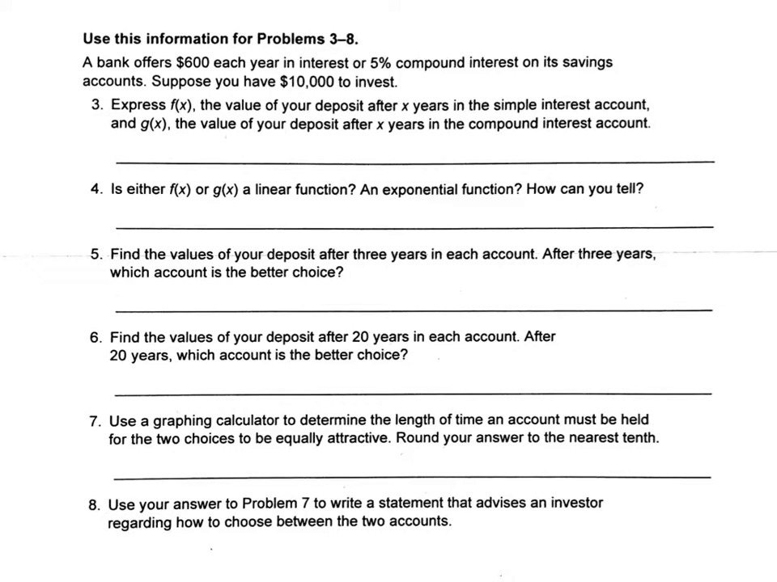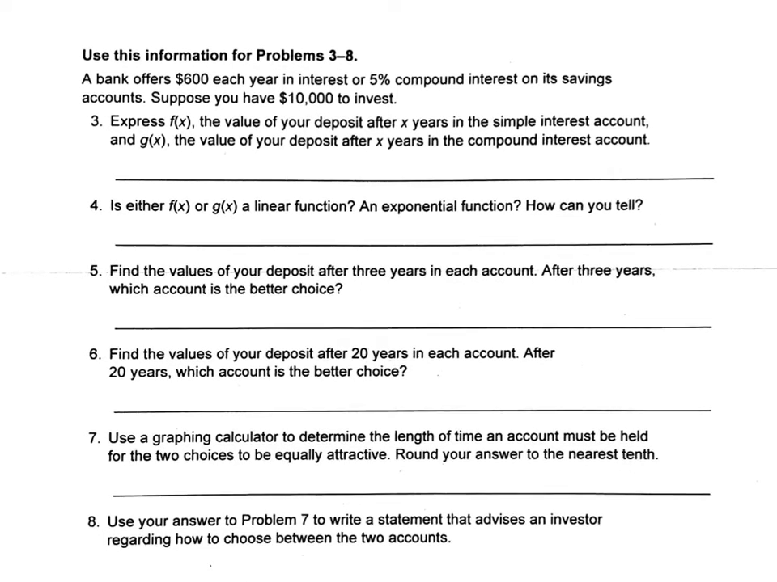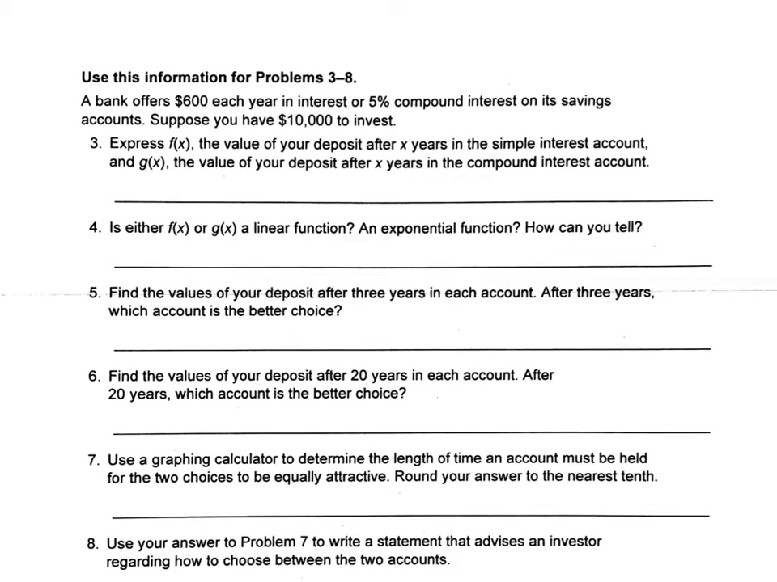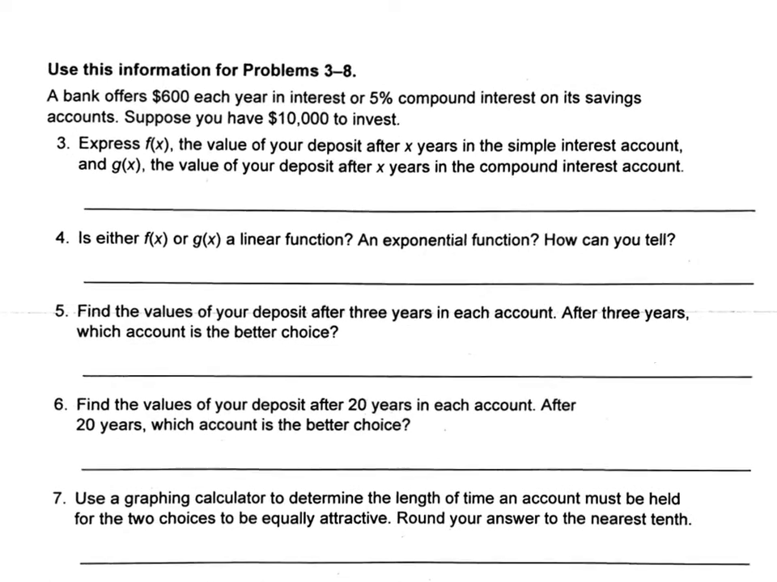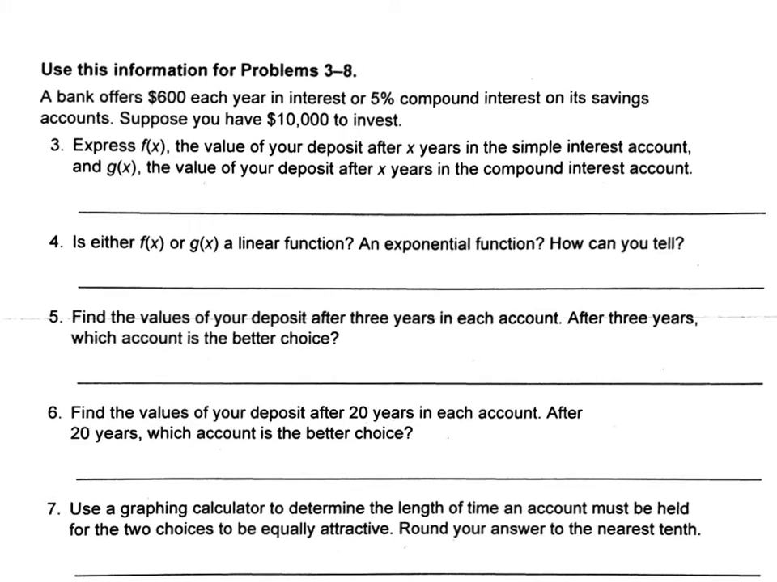All right, and then this last problem, this is the same thing that it says for you. I think for second block, it may have accidentally said $600 per month. It should be per year. If you have a bank account that gives you $600 per month interest, you should have that account. All right, so it says f of x is for the simple interest, which is this first one, $600 each year. And it says you're investing $10,000.